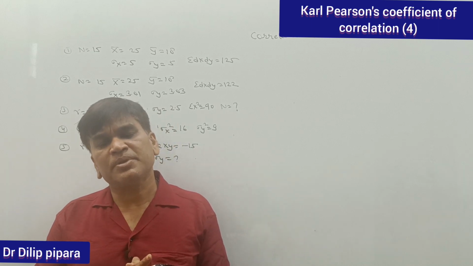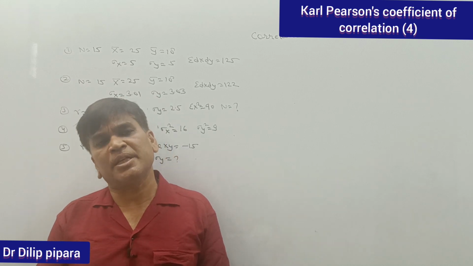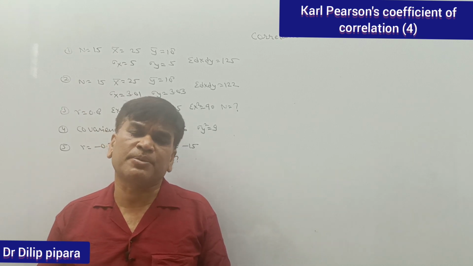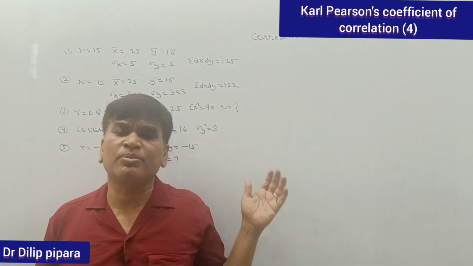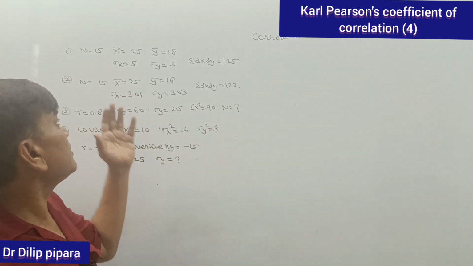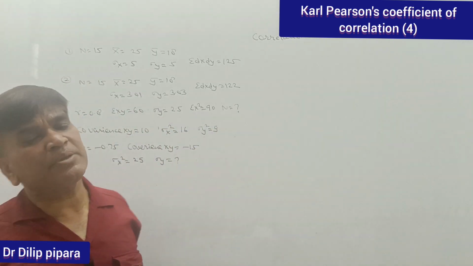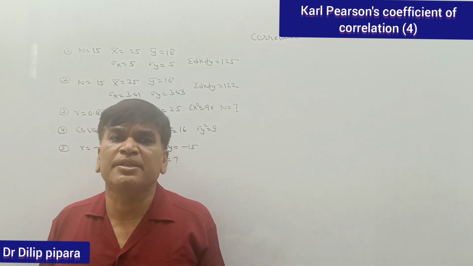So in today's video we will learn some different kinds of questions related to Karl Pearson's coefficient of correlation. I have selected 5 questions which are repeated many times in various examinations. I have written them 1, 2, 3, 4, 5. We will see how to calculate the coefficient of correlation in such questions.